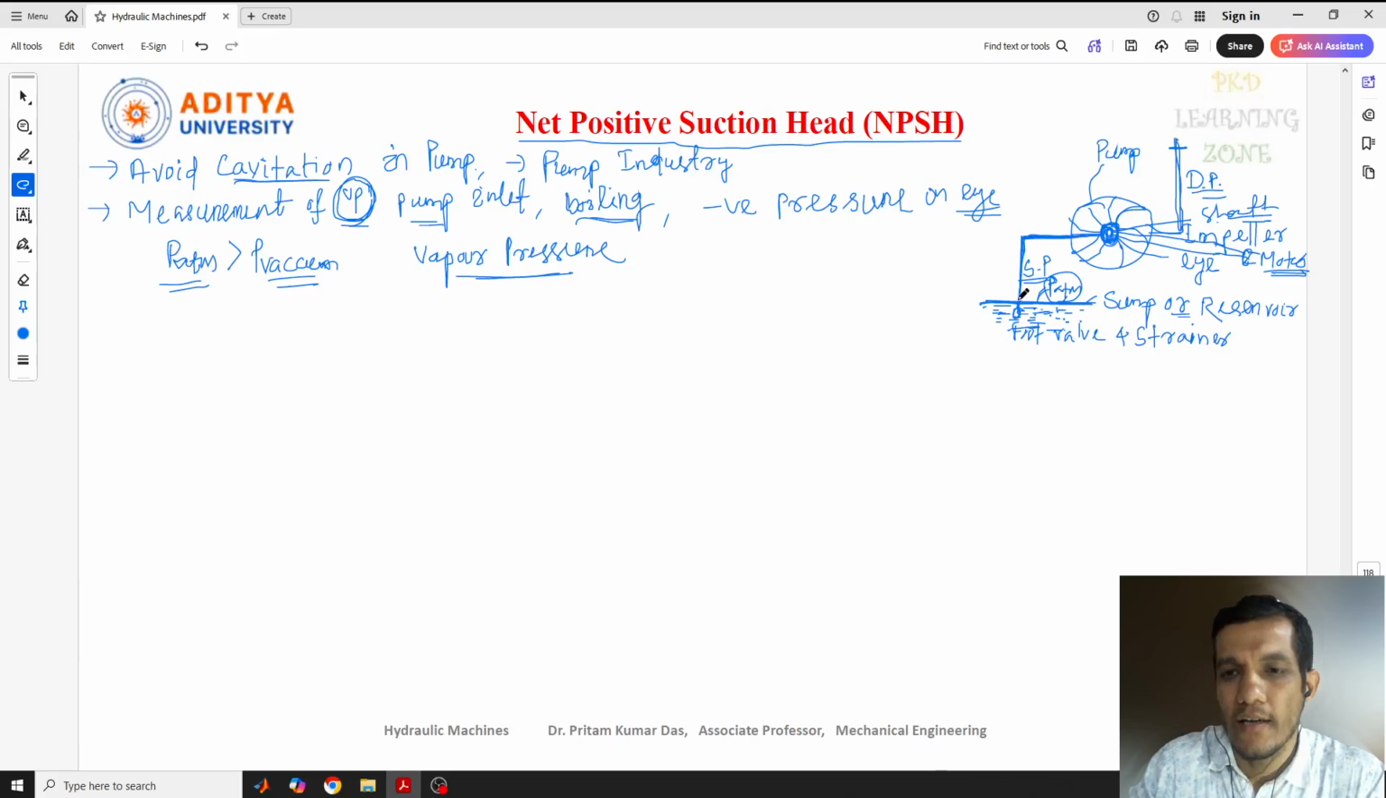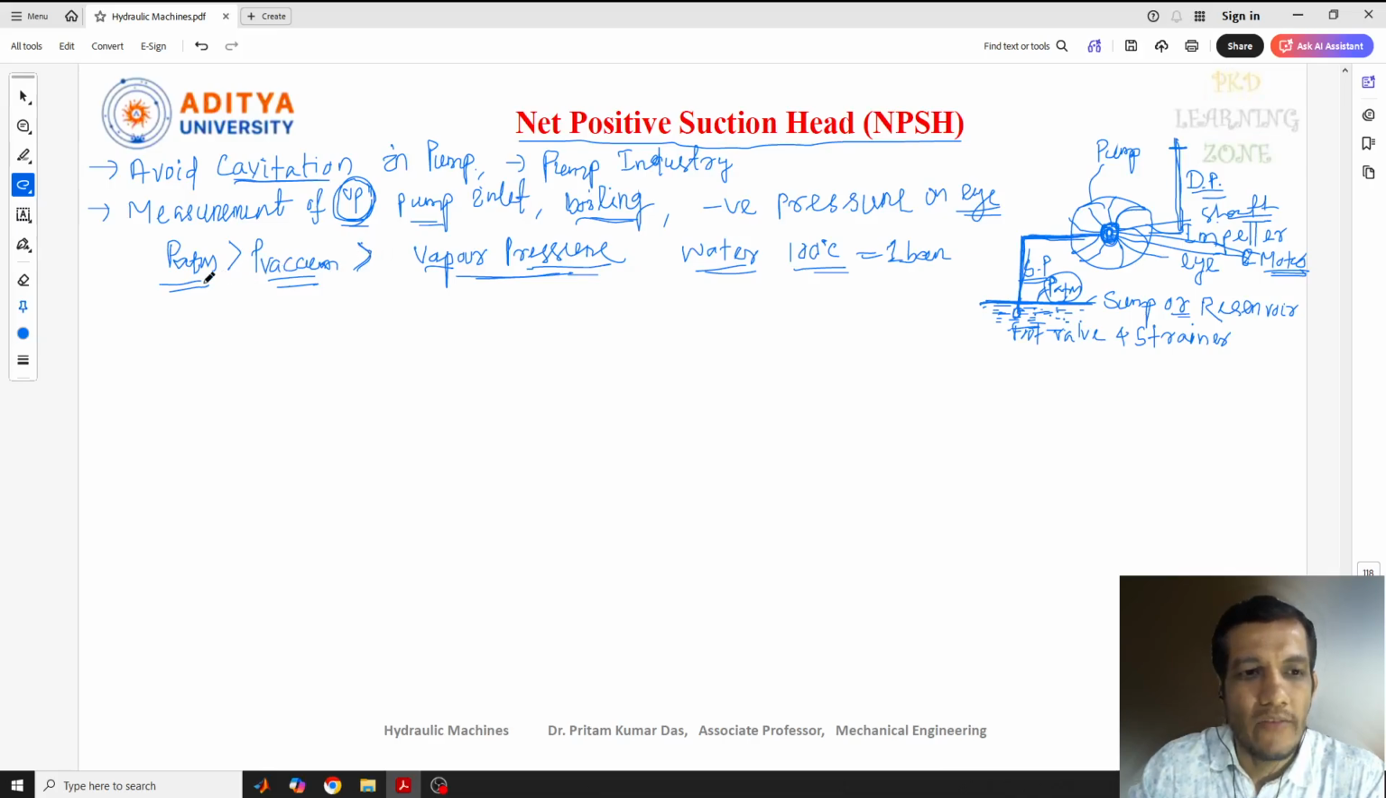Suppose we consider that water needs to be lifted up from the sump level. We know that water has a boiling point: water is supposed to boil at 100 degrees centigrade at 1 bar, that is 1 atmospheric pressure. Now this vapor pressure is actually less than the vacuum pressure also.